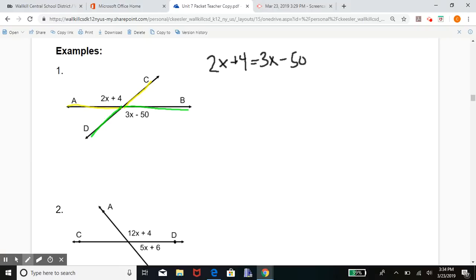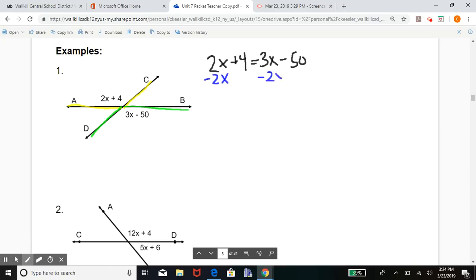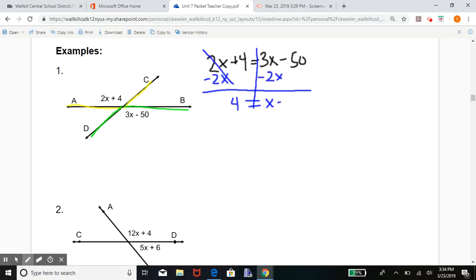So to solve this, we start by subtracting 2x from both sides. Remember, when you're solving an equation, you must have something on both sides of the equal sign to be able to solve it correctly. So the 2x's cancel out, and we get 4 equals x minus 50. We add 50, and x equals 54. So remember, that's not our final answer. Now we need to plug it in and find the angle measures.